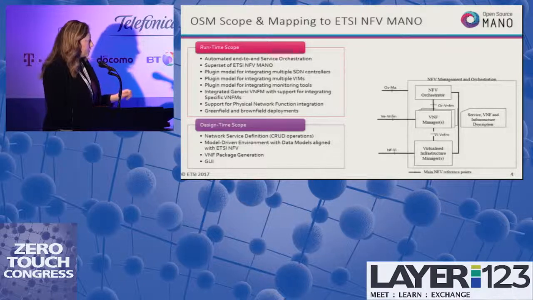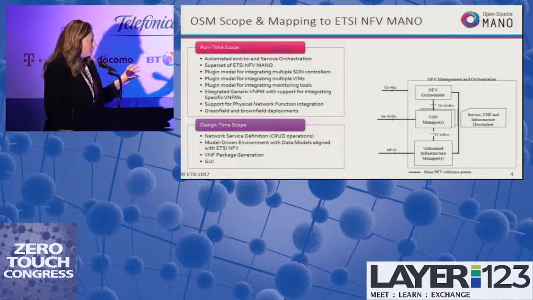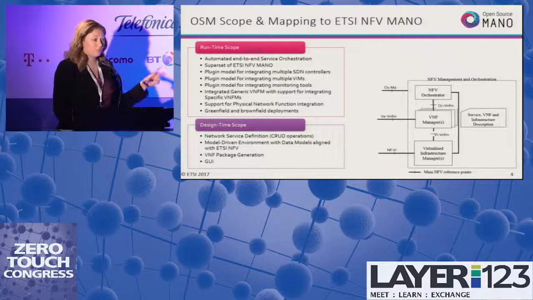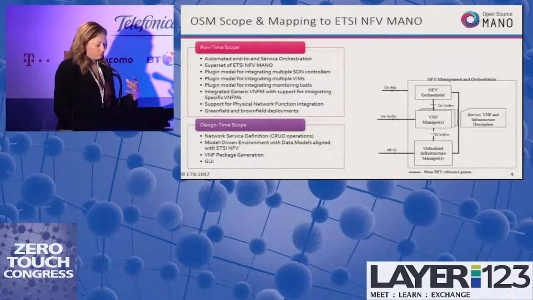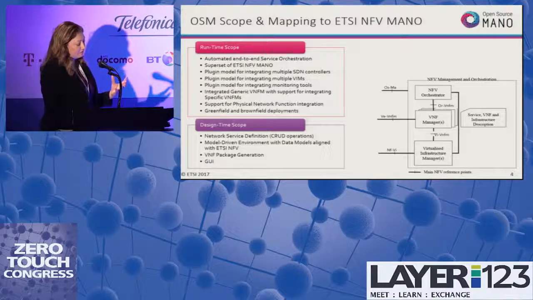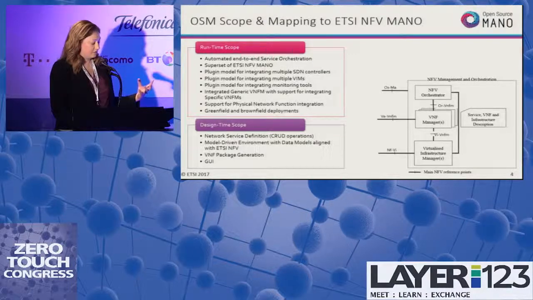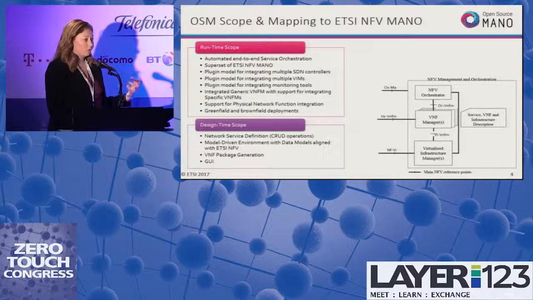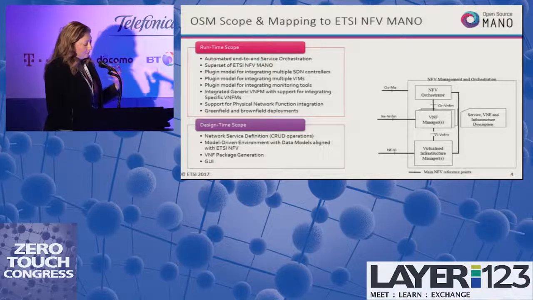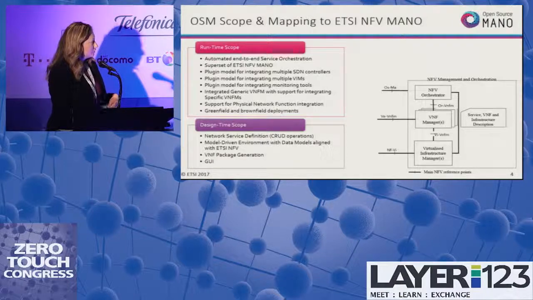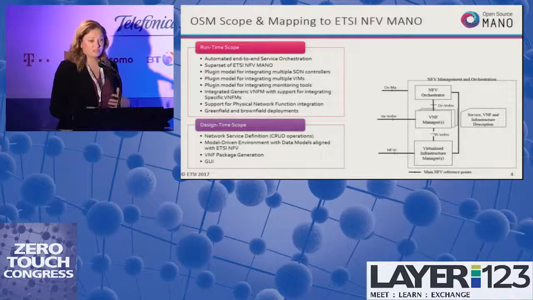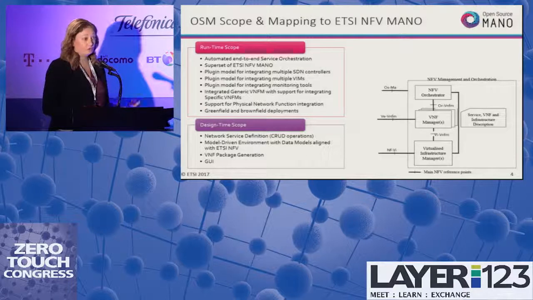So we have automated end-to-end service orchestration, a plugin model for integrating multiple SDN controllers as well as VIMs, a plugin model for monitoring tools so that you can bolt in different technologies, both commercial and open source, depending on what your preferences are. We have integrated generic VNFM support, as well as support for physical network function integration that Francisco Javier touched on a little bit earlier. And we're looking to support greenfield and brownfield deployments. So the whole purpose of the runtime scope is that it's extremely flexible. You'll see in here that using a plugin-based model allows us to snap in any kind of technologies as they become relevant and decommission technologies as they're no longer relevant.